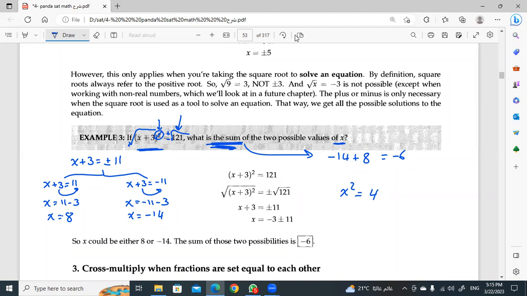If I say to you x squared equals 4, what is the value of x? The value is 2. Wrong. Sorry, x to the power of 2 equals 4. So what is the value of x?